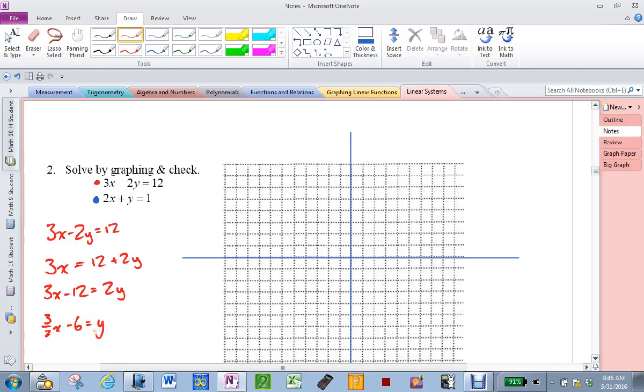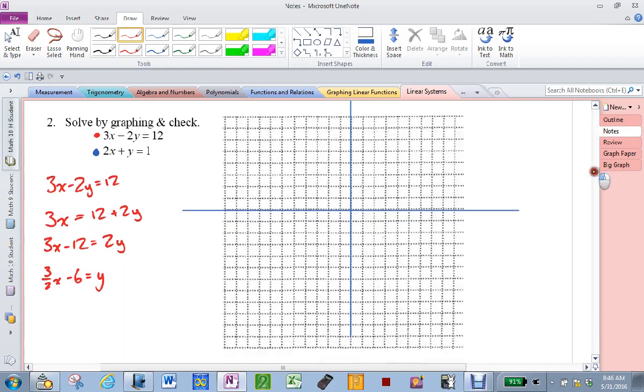Can we graph that in our sleep? Make it so. Where do I go? Negative 6 on the y-axis. 1, 2, 3, 4, 5, 6. And then what? Rise up 3. Up 3, right 2. Up 3, right 2. Up 3, right 2. Cool? Then I would put my line in. I'm going to go freehand.